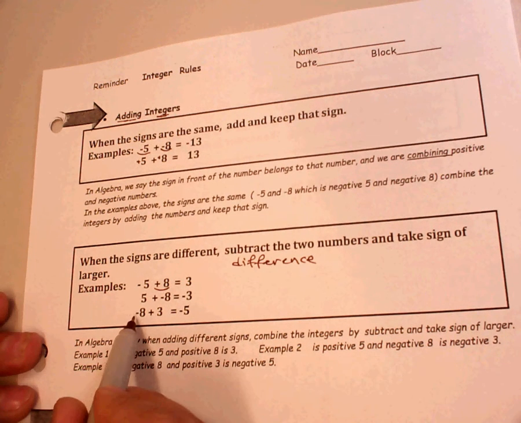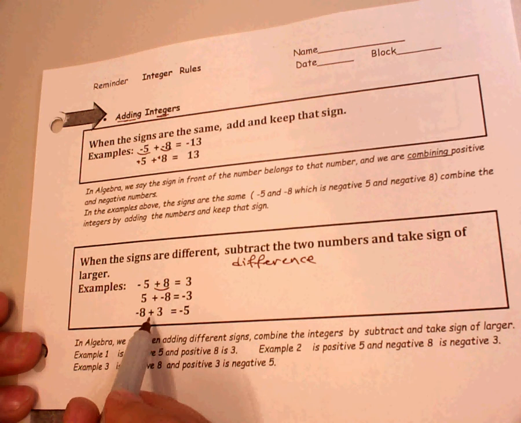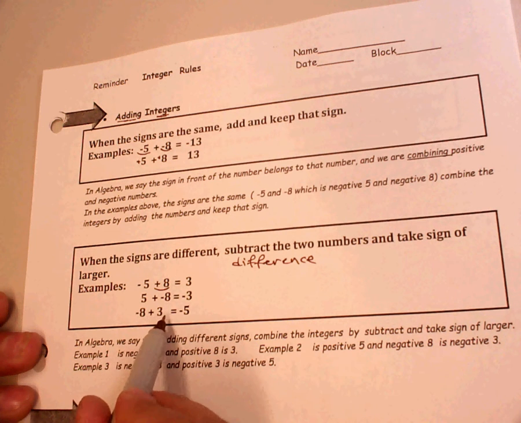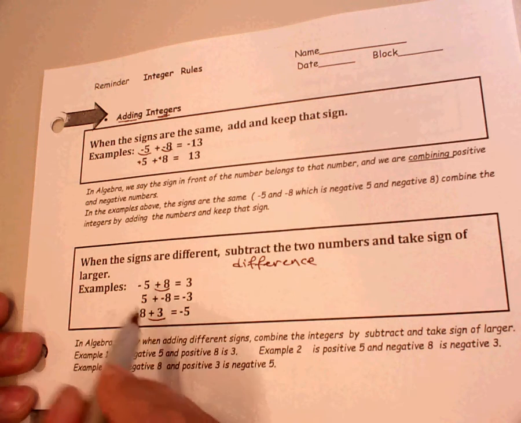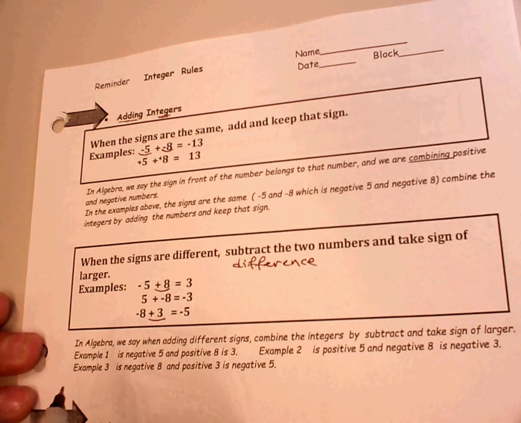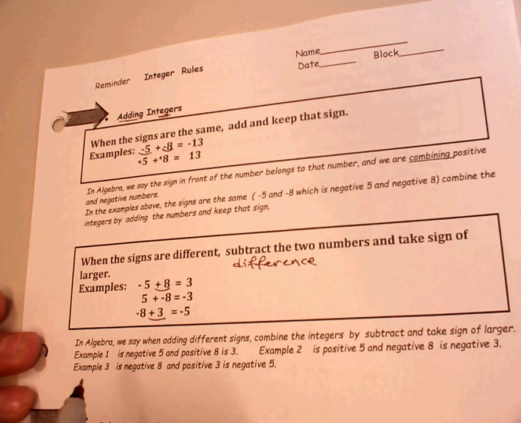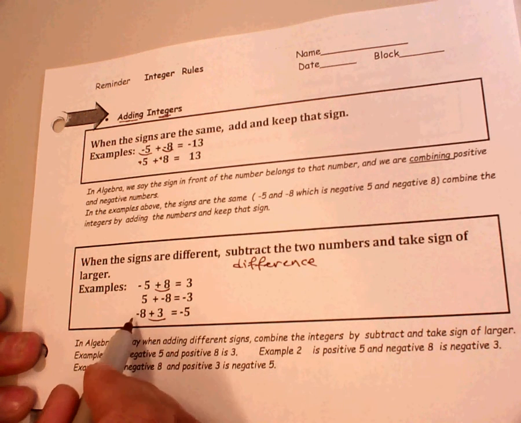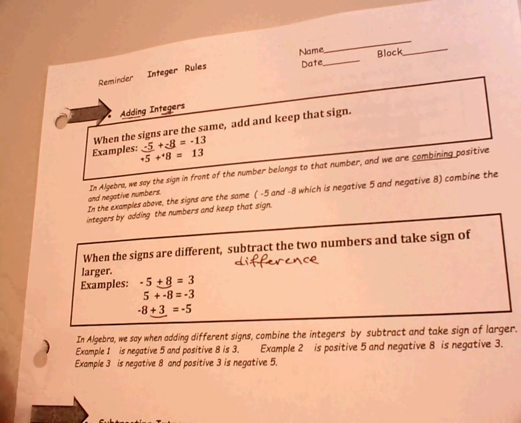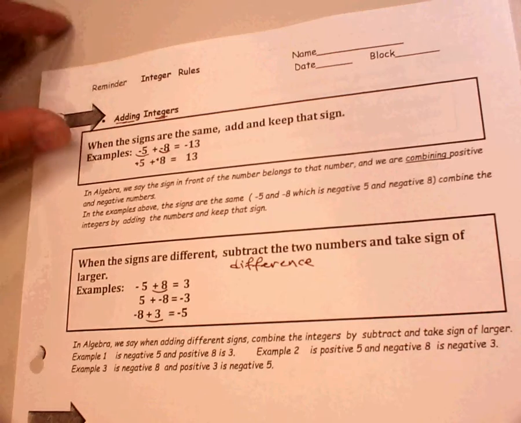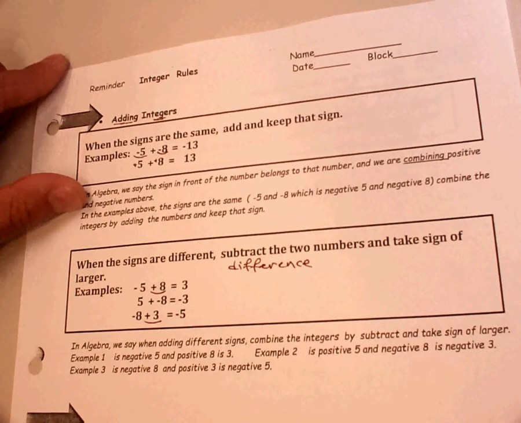Last example starts with a -8, and we're adding a +3 to it. This is positive right here, +3. If I'm adding a +3 to -8, I'll take the difference, 5, keep the sign of the bigger one, negative, because 8 is bigger than 3. That's all about adding. Now let's look into subtracting integers.